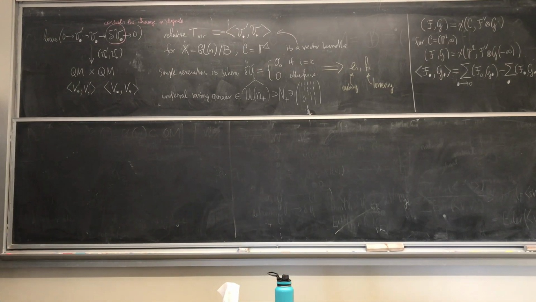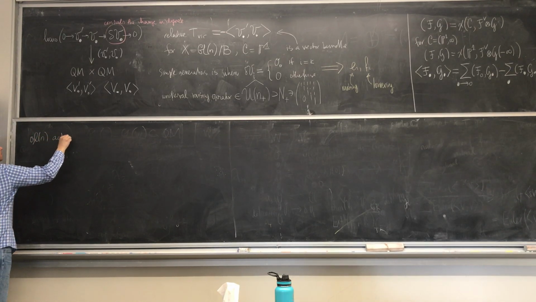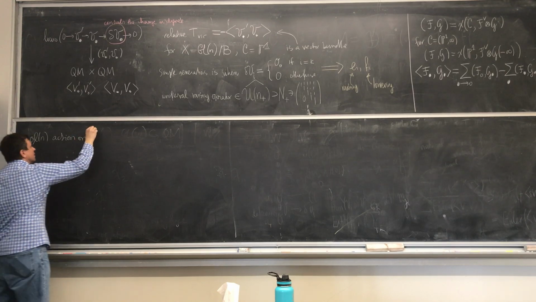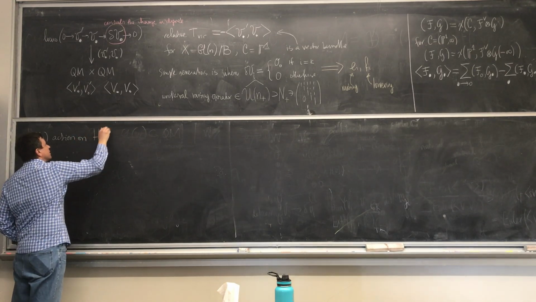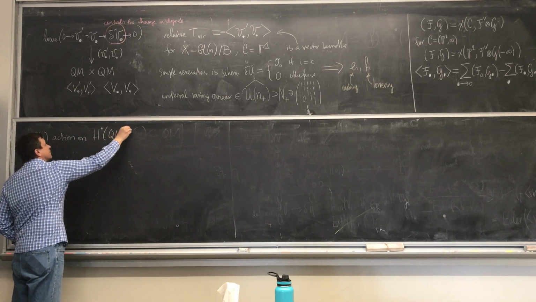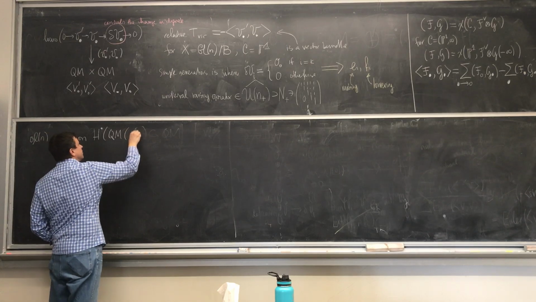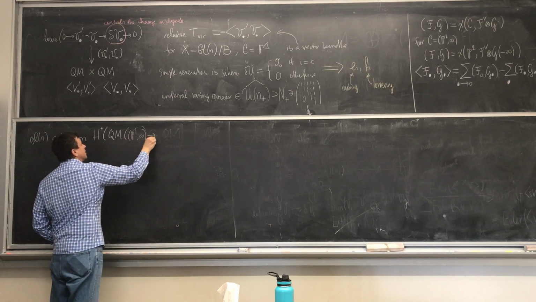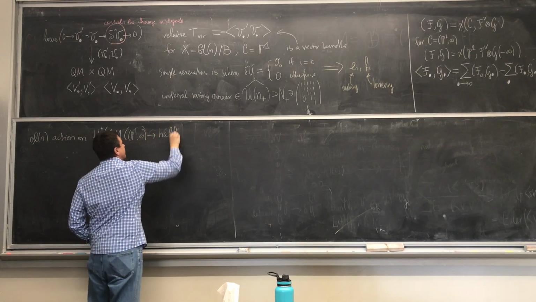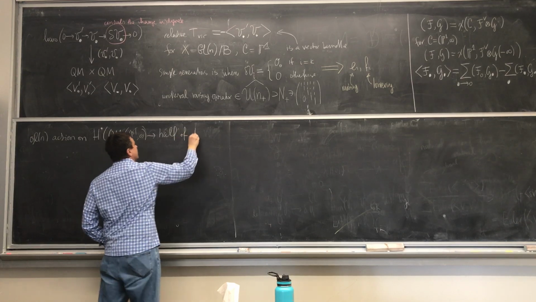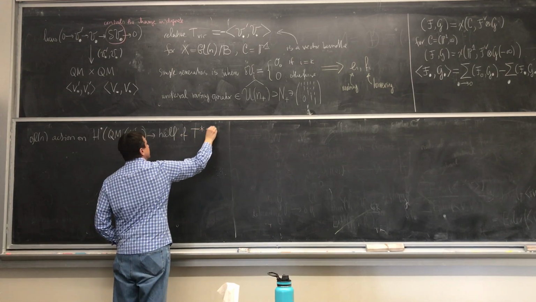So okay, so we have this sort of GLN action on cohomology Quasimaps from half of T star flag.